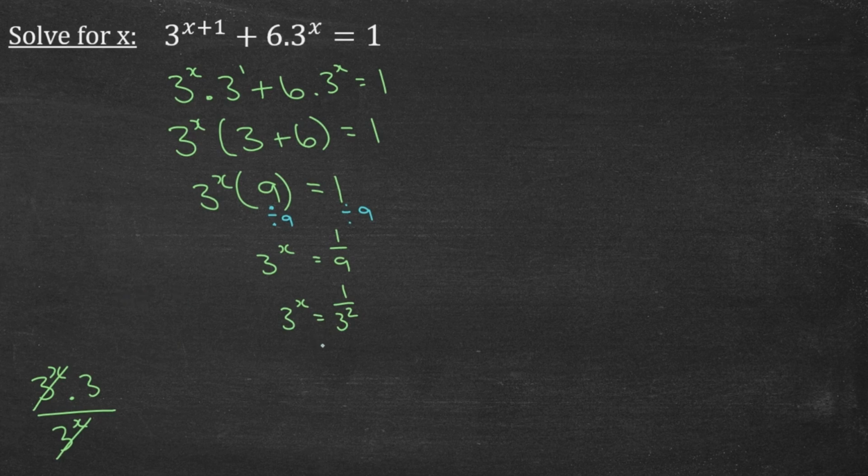The bases aren't the same yet, because this 3 to the power of x on the left-hand side is actually a numerator, because I can write it as 3 to the power of x over 1. And here, this 3 squared is in the denominator. So I have to rewrite this so that the 3 is a numerator. And how are we going to do that?